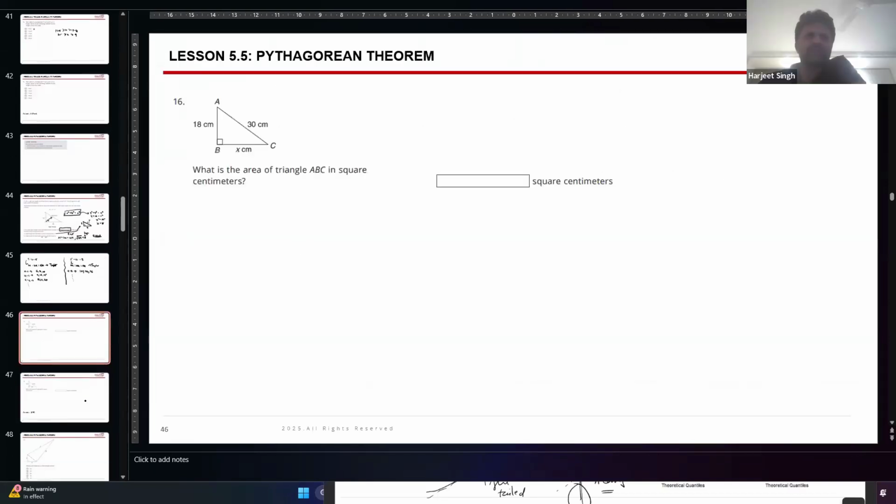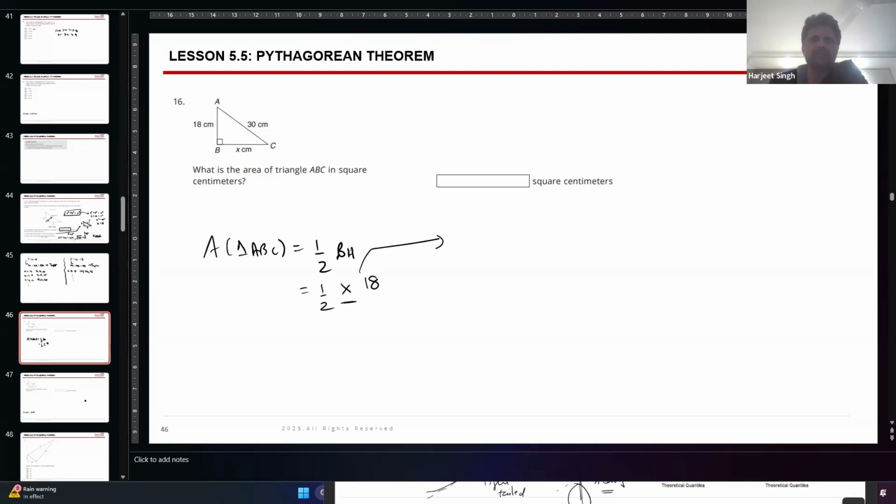All right. Let's solve this one. What is the area of triangle ABC in square centimeter? So one of the sides is 18, the other side is x. These two are the legs of the right angle triangle, and the hypotenuse is 30. So we've been asked what is the area of triangle ABC. So can we say area of triangle ABC is half base into height, which is half x into 18.